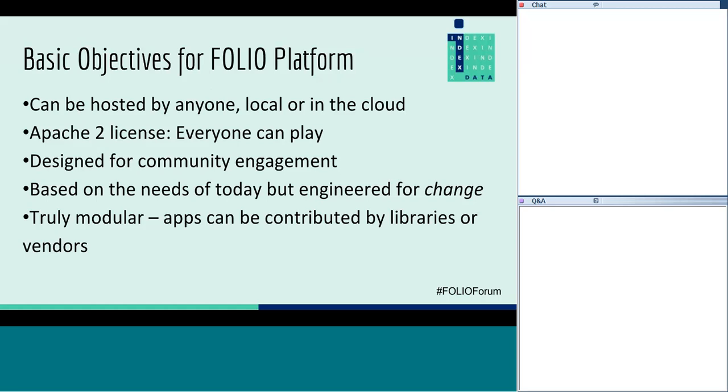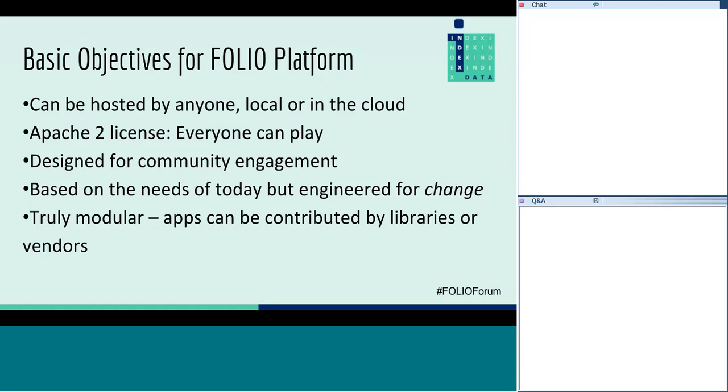We are aiming for a really open license, a permissive license to enable everybody to have an equal footing and everybody to use the software. We have thought very hard about trying to design the platform to facilitate community engagement as much as we possibly could. And I'm going to dig into a couple of aspects of how we approach that. It's been a core aspect of this project that we were basing it on current needs and a current recognition of library roles, but we also saw it as really central to this project that we wanted to be able to pursue change and innovation and experimentation and growth.